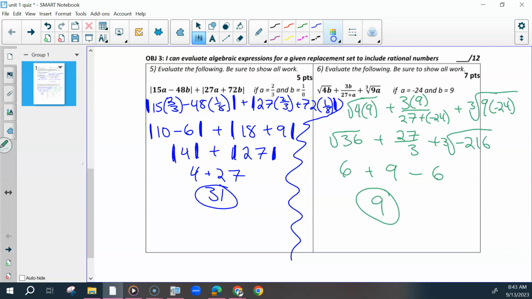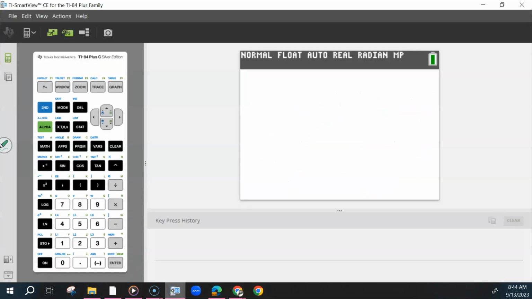Or any questions in general? Any last minute calculator review questions? How do you put in the square root? The square root's in blue right here. If we hit second and then x squared, you'll get that square root. Other calculator questions?